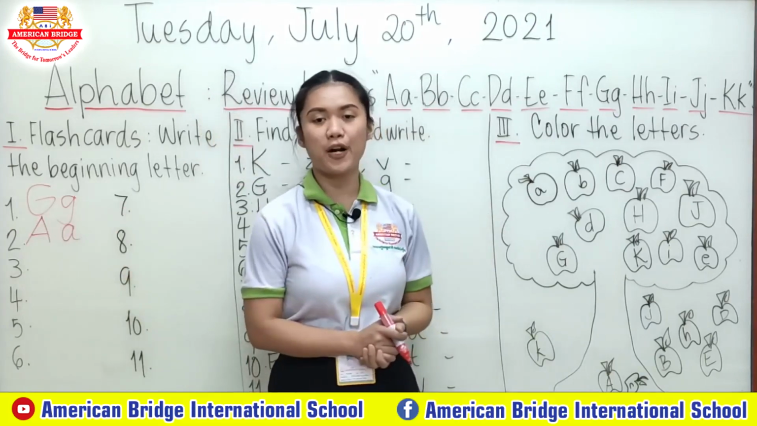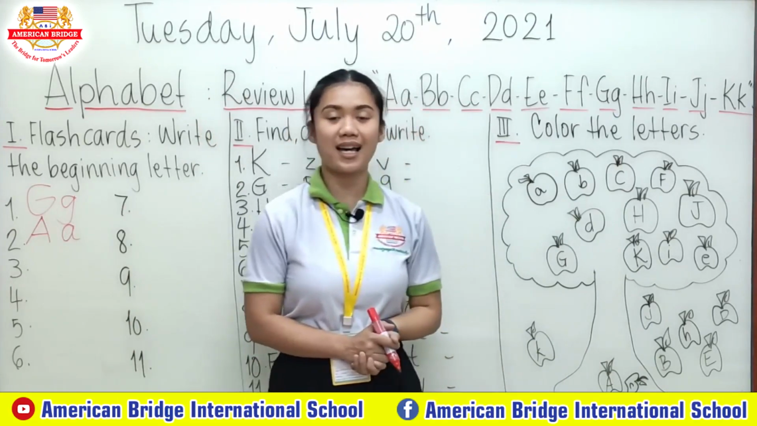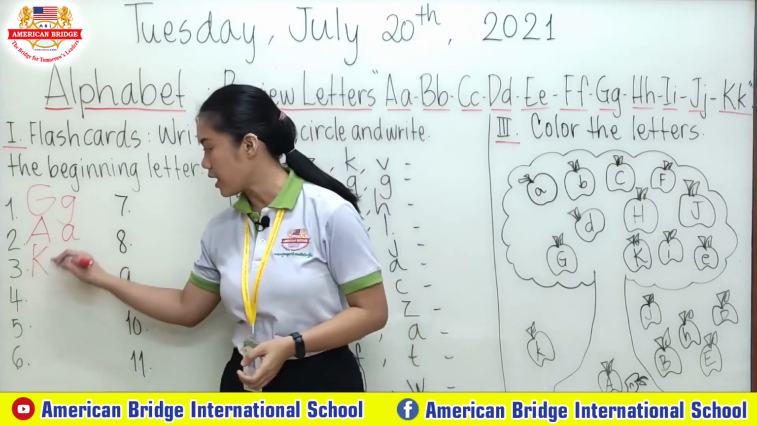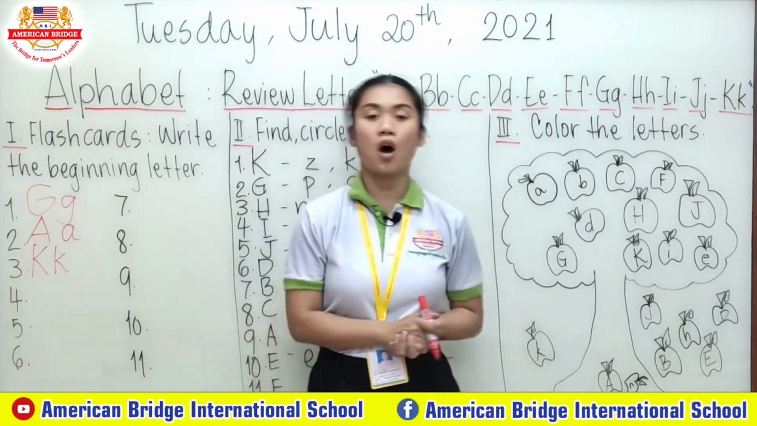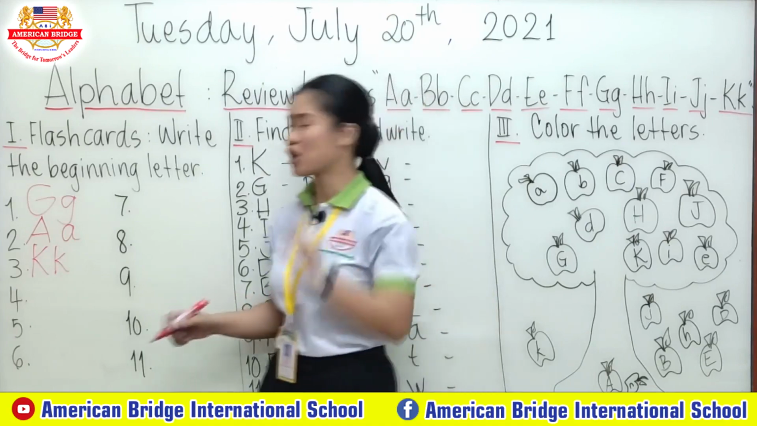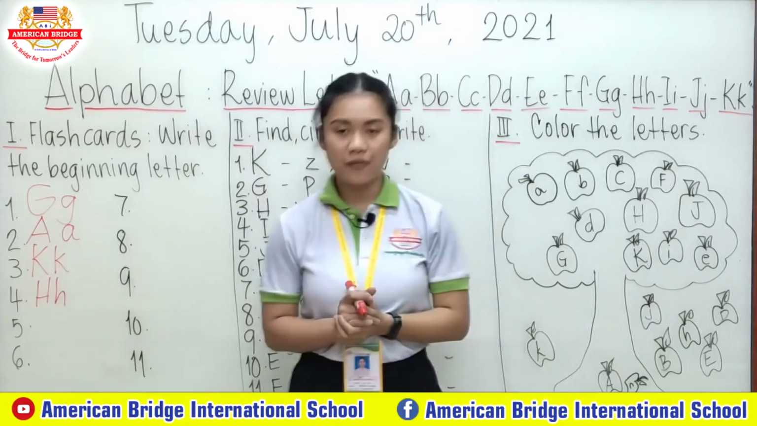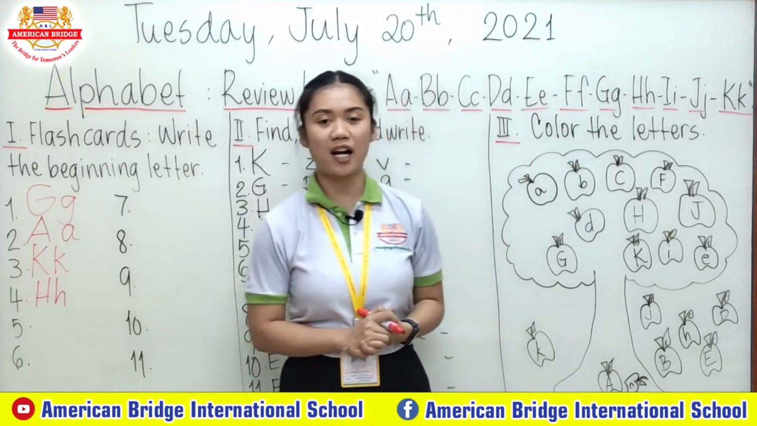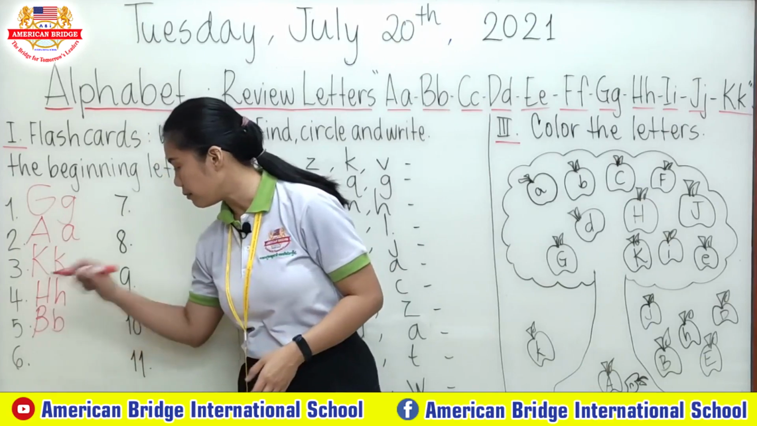Next is number three. Number three is koala. And koala is letter K. So let's write letter K. Next is number four. The number four is horse. And horse is what letter? Letter H. Very good. Write the letter H in here. Next, number five is B. And B is letter B. Correct. So let's write letter B.